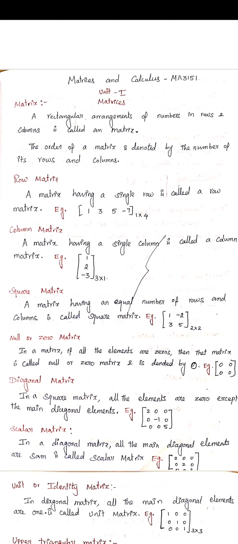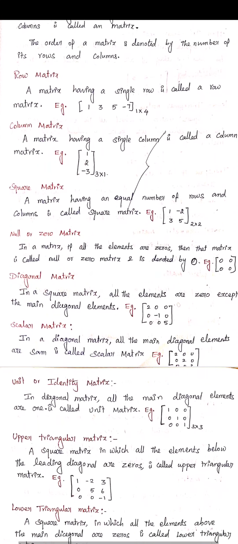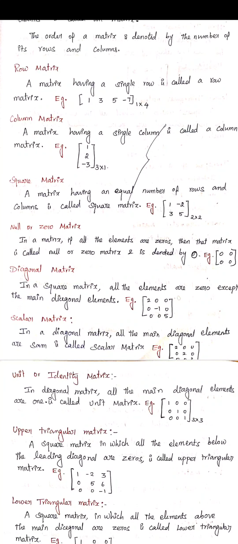Next one is column matrix. A matrix having a single column is called a column matrix. For example, 1 2 minus 3. It contains 3 rows and only a single column. Square matrix: a matrix having an equal number of rows and columns is called a square matrix. For example, 1 minus 2 3 5. It has an equal number of rows and columns, a 2 by 2 matrix.